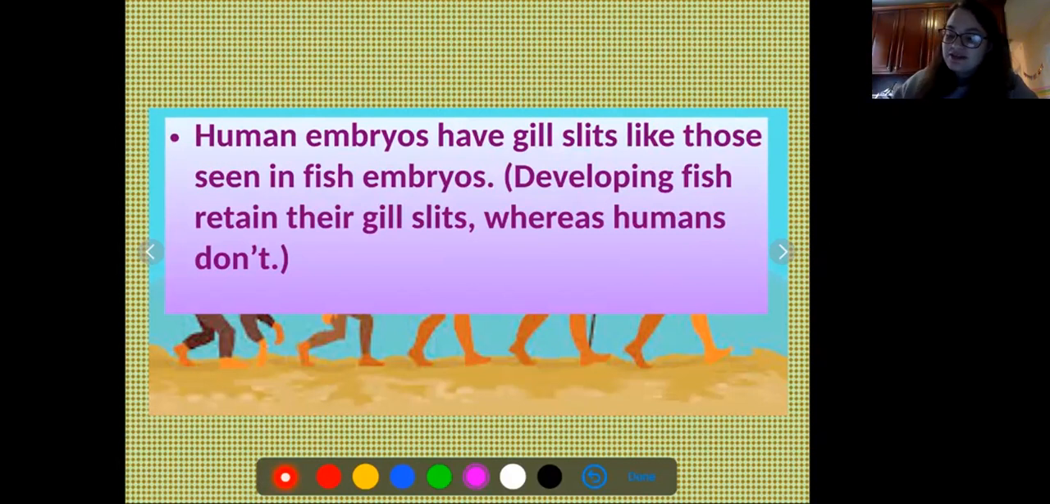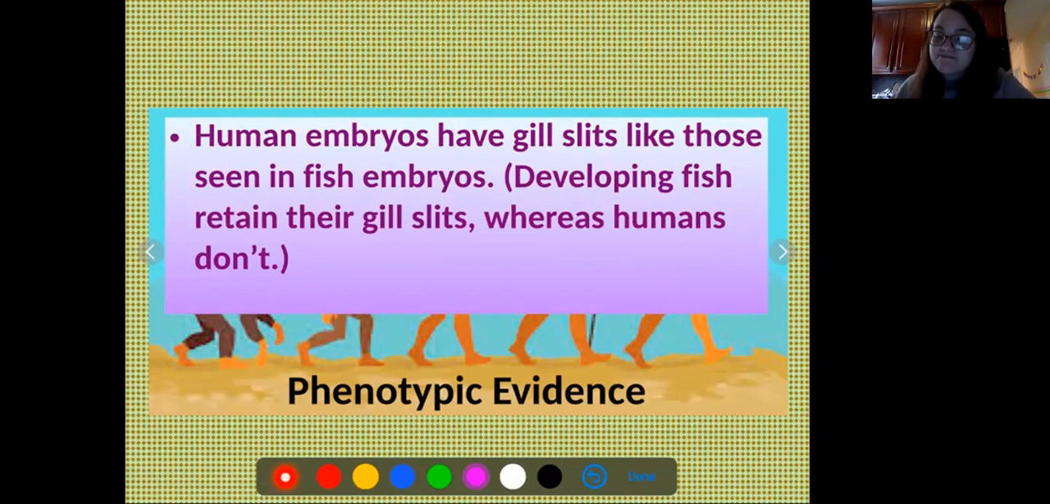Well, this is an example of phenotypic evidence. So same thing as last time, we're talking about structures that are seen within organisms. So the human embryos and the fish embryos have the same structures, which is phenotypic evidence.